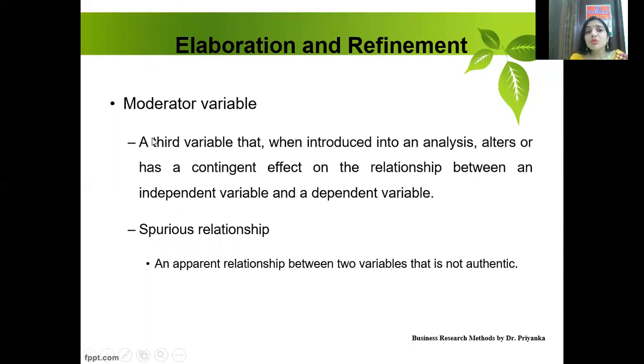So here is moderator variable. Moderator variable basically is a third variable that, when introduced into an analysis, alters or has a contingent effect on the relationship between an independent and dependent variable. This variable sometimes is unrecognized. That is why it creates problems. And it creates a spurious relationship for the analysis: an apparent relationship between two variables that is not authentic.